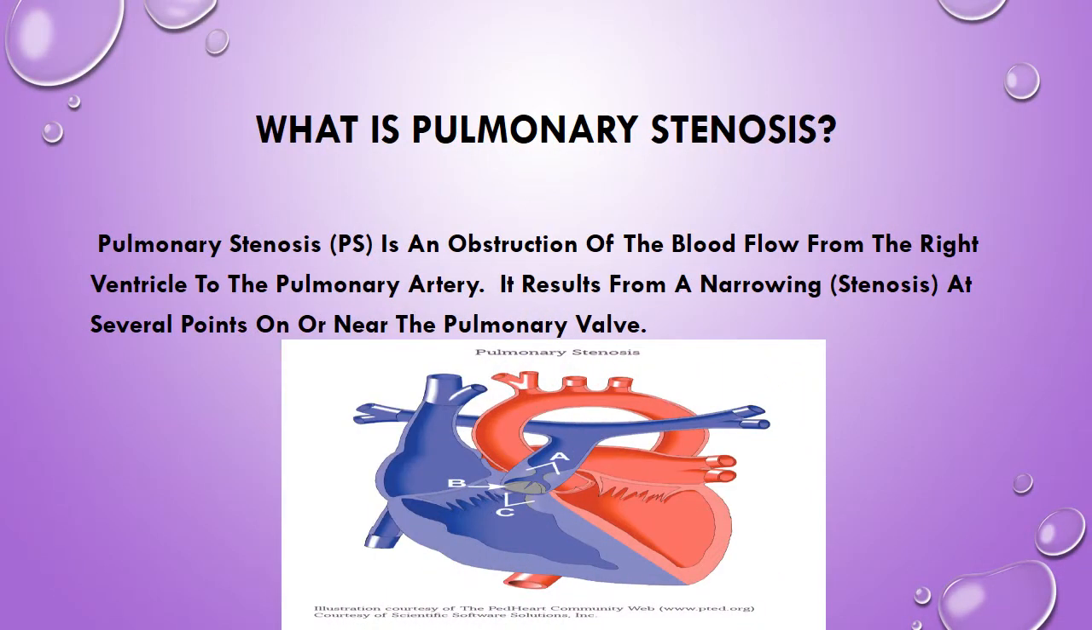What is pulmonary stenosis? Pulmonary stenosis is an obstruction of the blood flow from the right ventricle to the pulmonary artery, and it may result from narrowing, that is stenosis. Due to stenosis, there will be a narrowing of the artery at several points or near the pulmonary valve.